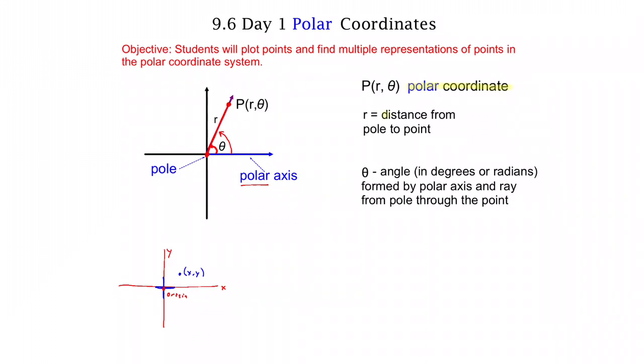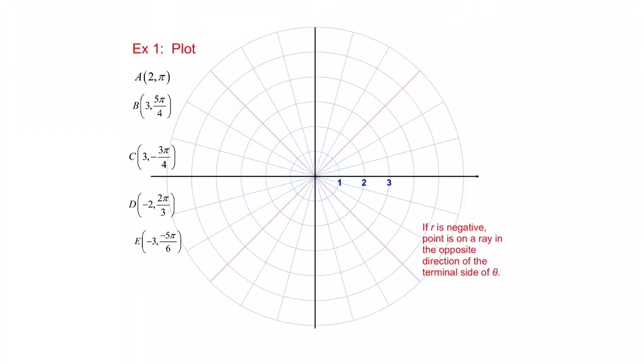R is the distance from the pole to the point, which I just mentioned. And then theta is the angle, which can be in degrees or radians, formed by the polar axis and the ray from the pole through that point. So those are going to be our two values that we use to indicate where a point is located on the polar coordinate system. Alright, let's now take a look at plotting some of these points.